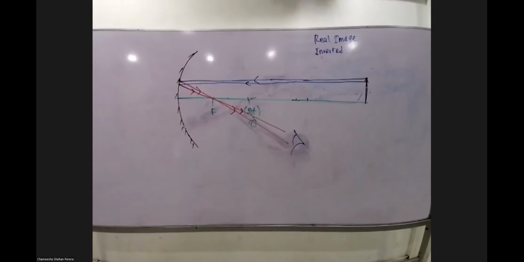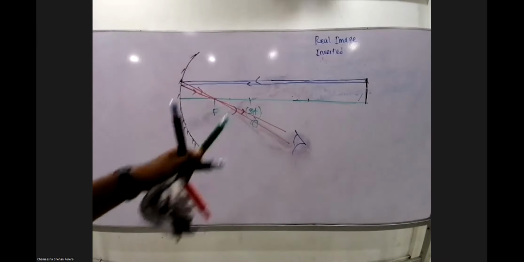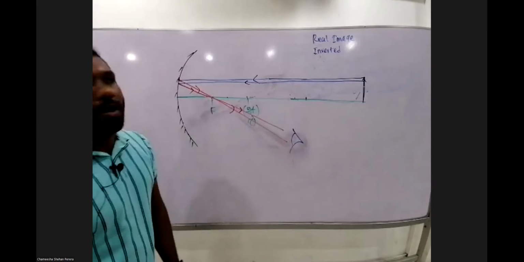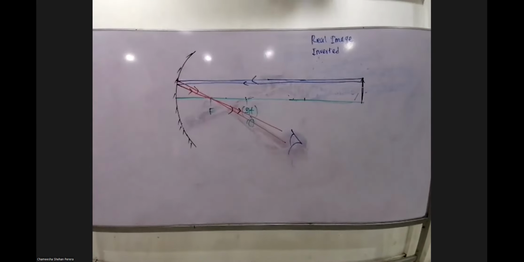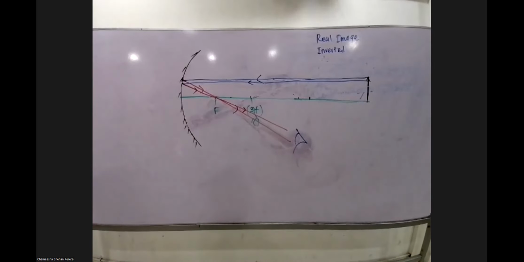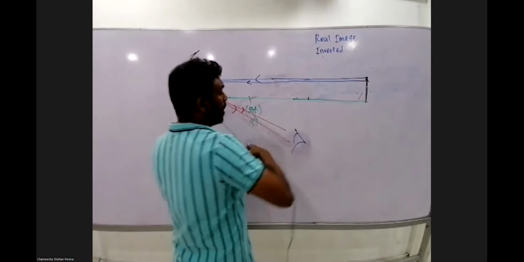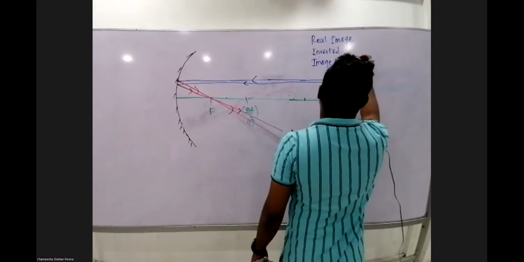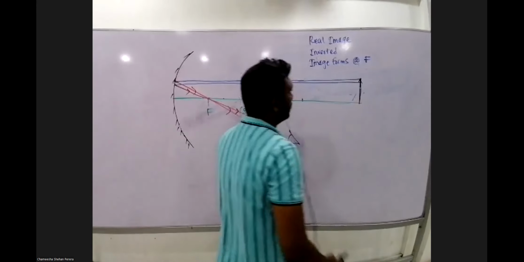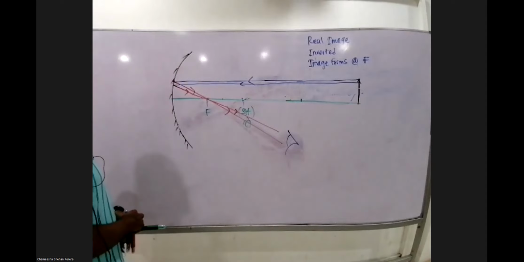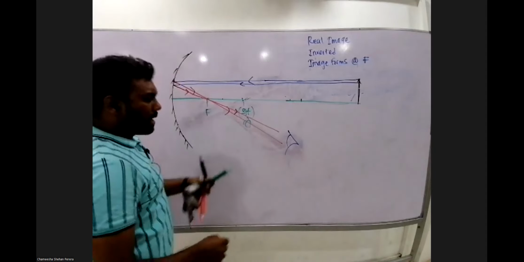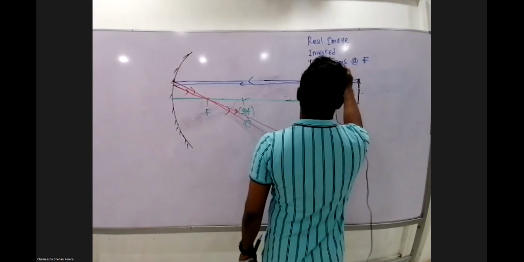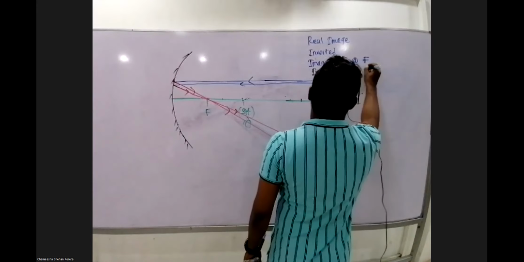So that image is a real image because you can focus it on another screen. And you have to know that that image is inverted. It's very small. So this image is real and the image is inverted. And the position of the image, image forms at F, the focal point. And what you can tell about the image size, image is extremely small, right? So I would write here, image is very small.